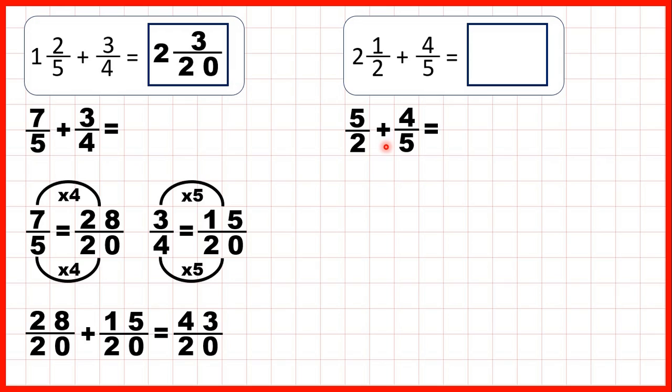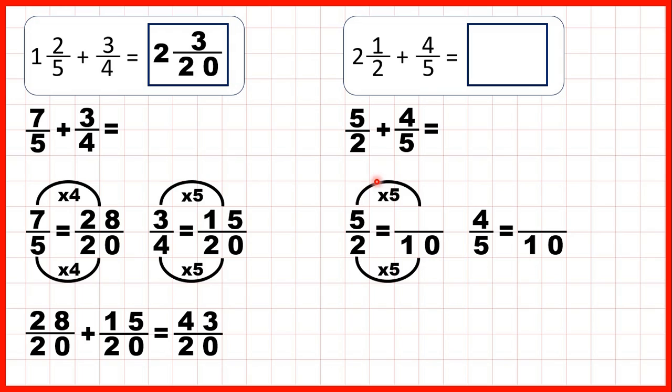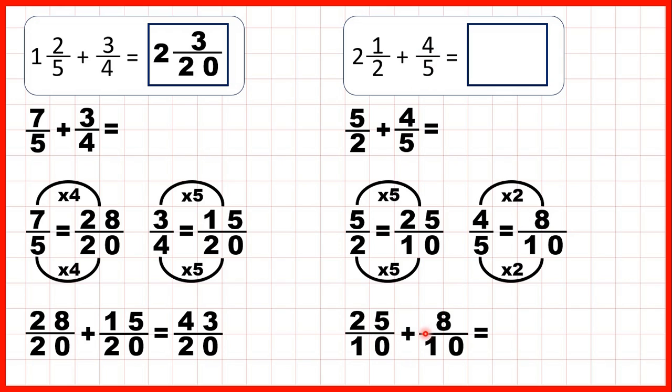Now the lowest common multiple of 2 and 5 is 10, so we can find equivalent fractions for 5/2 and 4/5, which both have a denominator of 10. 2 times 5 is 10, 5 times 5 is 25, 5 times 2 is 10, and 4 times 2 is 8. So now we can rewrite our question again. Instead of 2½ or 5/2, we can write 25/10, and instead of adding 4/5, we can add 8/10.